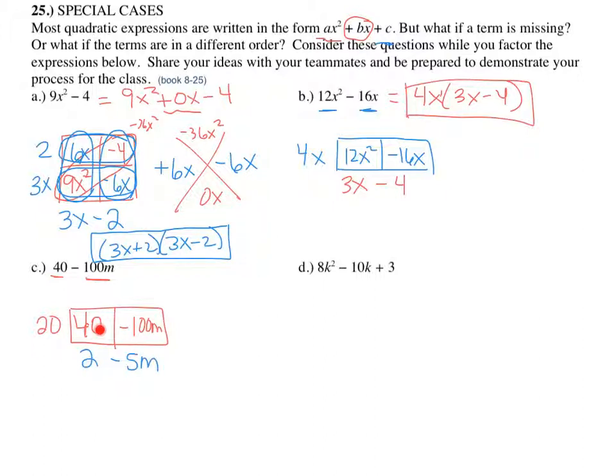So 20 times 2 is 40, and negative 5m times 20 is negative 100m. So this factors into 20 times 2 minus 5m.